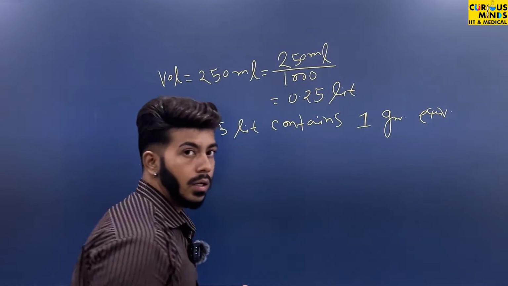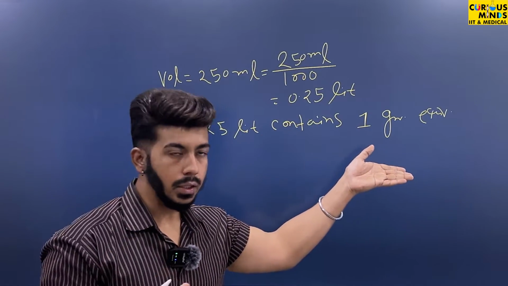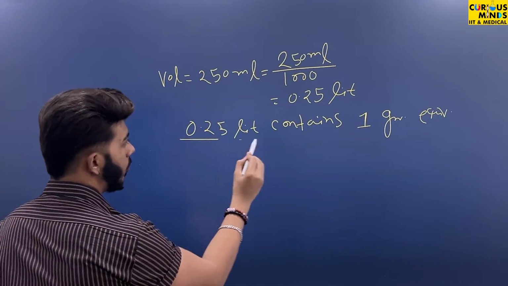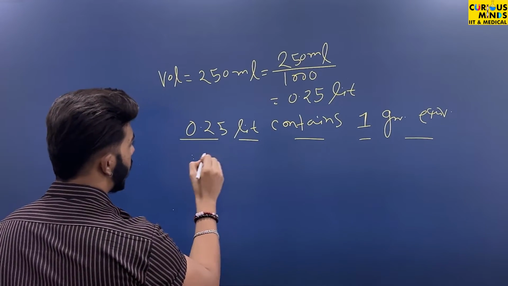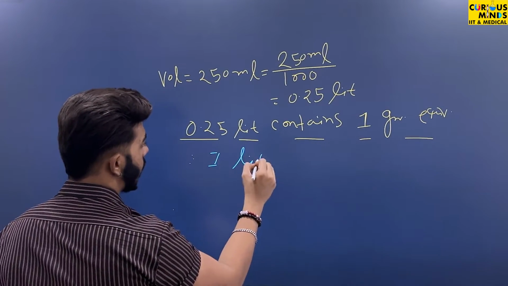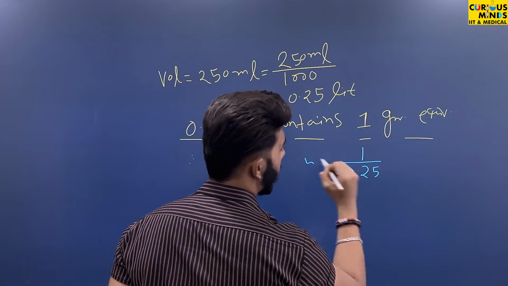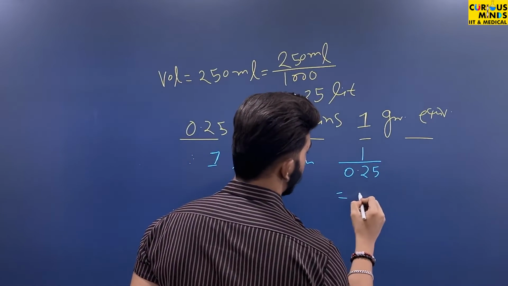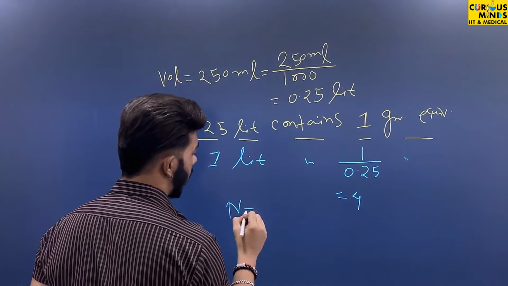जैसे वहां पे क्या था? 0.25 liter contains 1 mole, right? यहाँ पे क्या है? 0.25 liter contains 1 gram equivalent. If so, then 1 liter contains, we have to find this, 1 liter contains 1 by 0.25, right? So it will be 4. So the normality I found is 4.